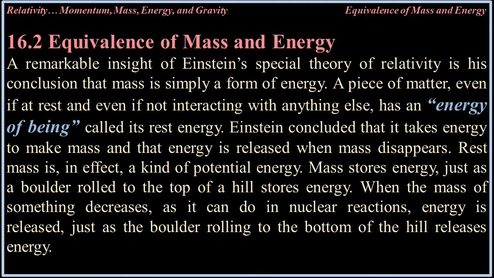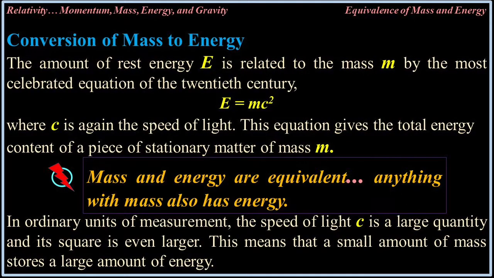Mass stores energy, just as a boulder rolled to the top of a hill stores energy. When the mass of something decreases, as it can do in nuclear reactions, energy is released, just as the boulder rolling to the bottom of the hill releases energy. Conversion of mass to energy. The amount of rest energy, E, is related to the mass m by the most celebrated equation of the 20th century: E equals mc squared, where c is again the speed of light.